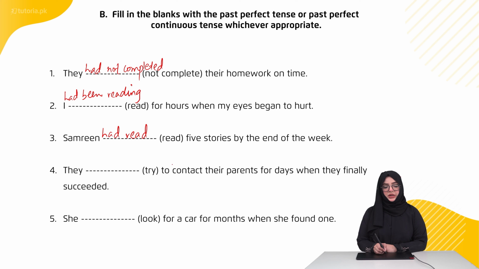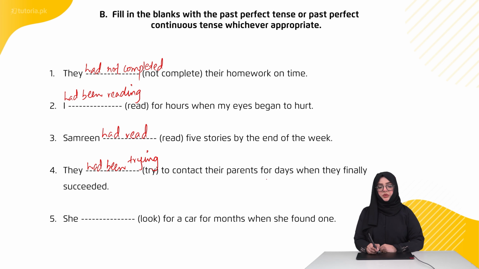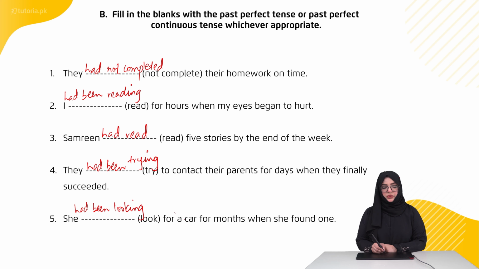Fourth is they dash try to contact their parents for days when they finally succeeded. They had been trying to contact their parents for days. अब फिर इसमें 4 days हमारे पास time limit आ रही है. That's why we're using past perfect continuous tense. Fifth is she dash looked for a car for months when she found one. She had been looking for a car for months when she found one. Again, for months. There is a time limit.